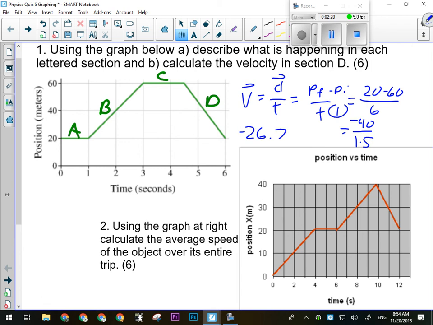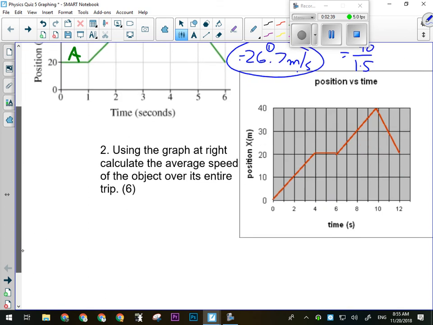If they have the 0.6, that's fine. And that's got to have units of meters per second on it. So they must have the negative. They must have meters per second. Decimal places I'm not as worried about. All right, questions on number 1? So that's 1 mark for the answer, 1 mark for the work. All right, question number 2.